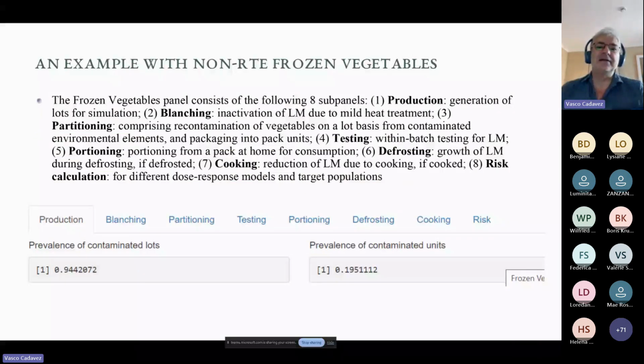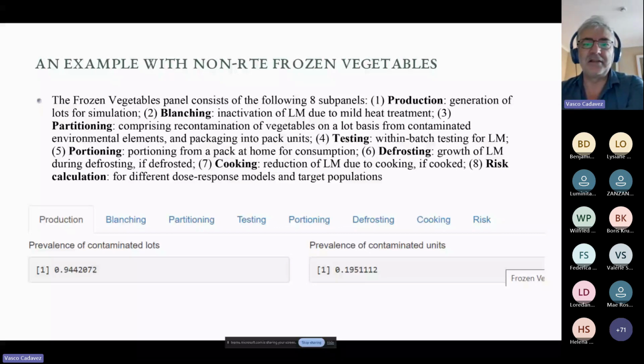So, for example, in these frozen vegetables, we divide this model in different stages, and we have 8 stages, in fact, from production, blanching, partitioning, then we have testing, portioning, defrosting, cooking, and we finalize with the risk calculation. So these are the main steps, but we can adapt other models if you need, or if you think necessary, or if you want to test different processing systems.